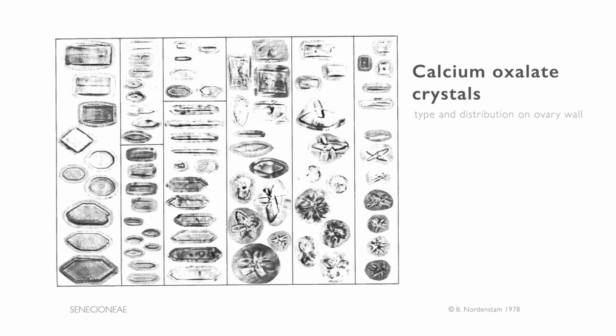Another source of microcharacters are crystals, and here we see tiny samples of the different sorts of calcium oxalate crystals that Bertil Nordenstam described for the Senecioneae from the ovary wall. Very, very wide diversity of shapes and sizes of these crystals.